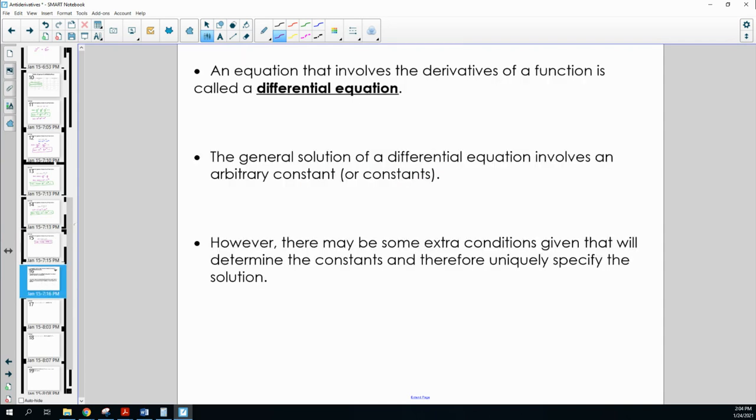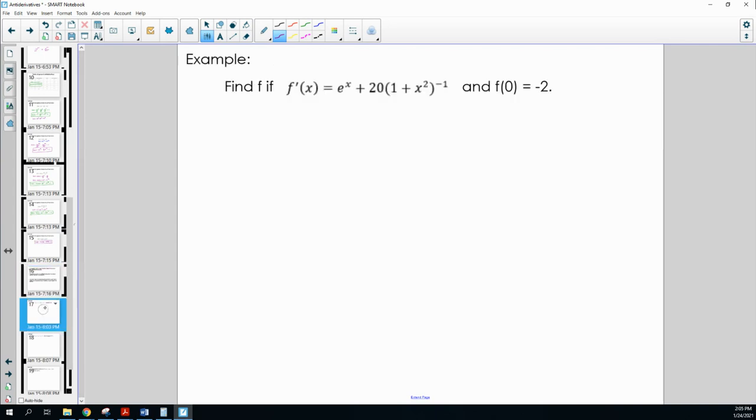Okay, so an equation that involves derivatives of a function is called a differential equation, and the general solution includes that arbitrary constant, that plus c. But if we're given extra conditions or information, we are able to solve for c so we can get a specific solution. So whenever we don't have additional information, we must include that plus c. When they give us extra information, we're going to solve for c and actually have a specific solution.